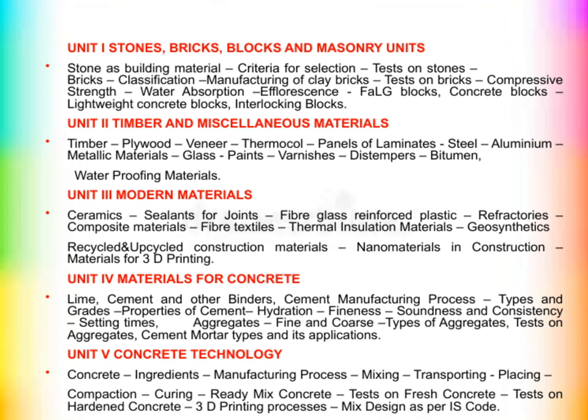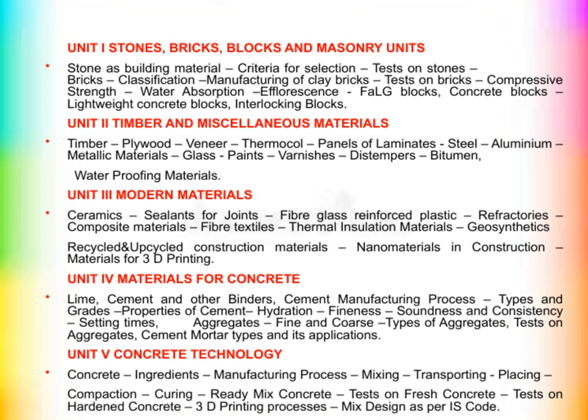In the fourth unit, we focus on materials specifically used for making concrete. This includes lime, cement, and other binders, along with the cement manufacturing process itself. We examine different types and grades of cement, along with their properties, such as hydration, fineness, soundness, and setting times. We then move to aggregates, both fine and coarse, including their different types and the tests used to evaluate them. Cement mortar types and their applications are also discussed, highlighting their importance in masonry work.